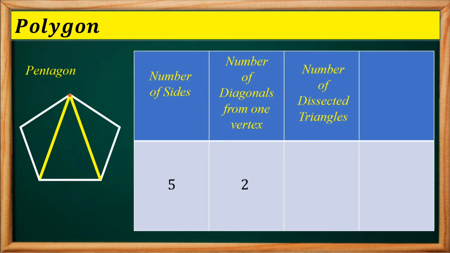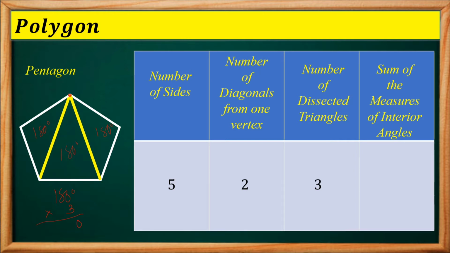Okay, the number of dissected triangles do we have? Okay, we have 1, 2, and 3. We have 3 dissected triangles based on the diagonals. Based on this, what is the sum of the measure of the interior angles? Simply, first triangle is 180, second triangle is 180, then 180. Let's add 180 three times, or simply 180 times 3.